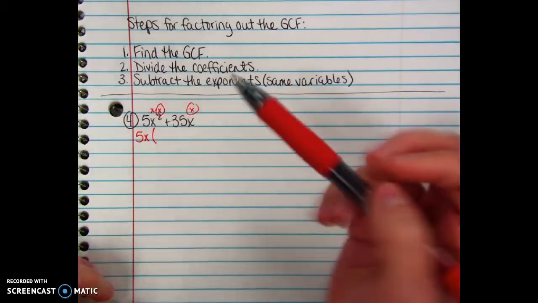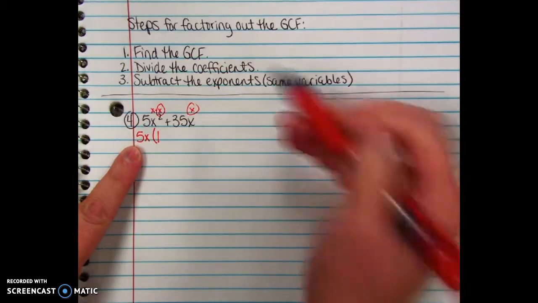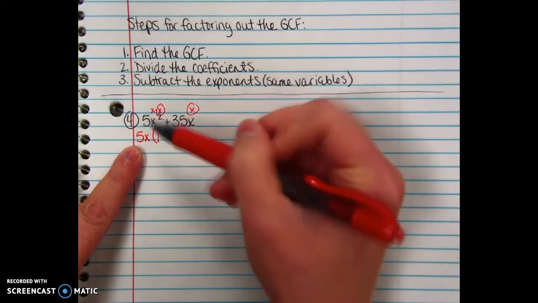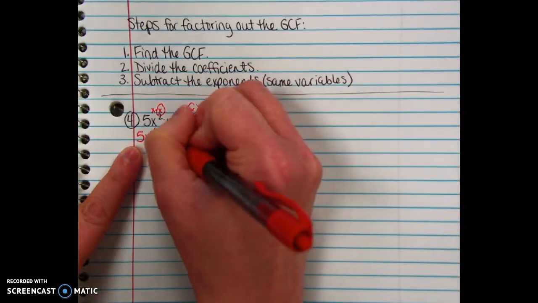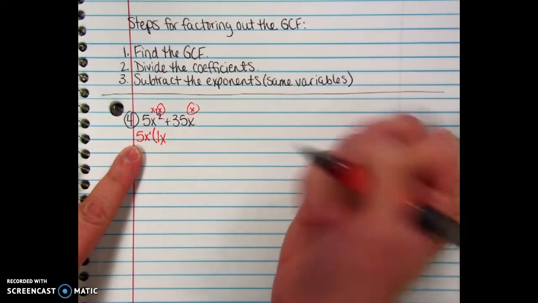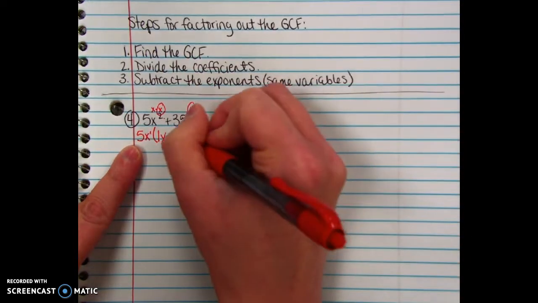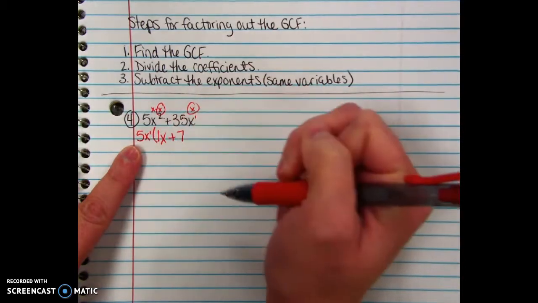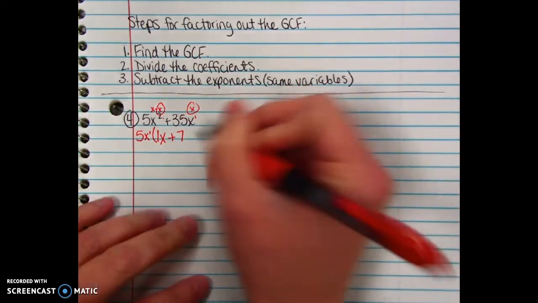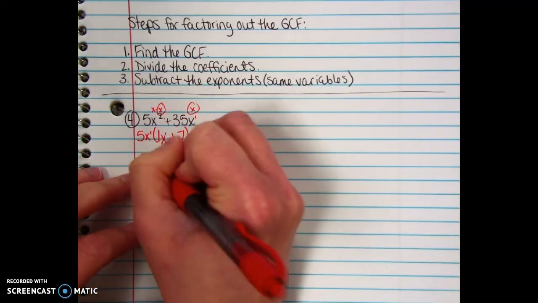And then inside the parentheses, it is whatever's left. So it says divide the coefficients. So 5 divided by 5 is 1. And then subtract the exponents. 2 minus, and remember this has a 1 right here, 2 minus 1 is 1, so I do have an x still. Bring down the plus sign. 35 divided by 5 is 7. And this x has a 1, that x has a 1, 1 minus 1 is 0, so there's no x's left over. I'm going to simplify that just a little bit, because we don't really need those 1s.